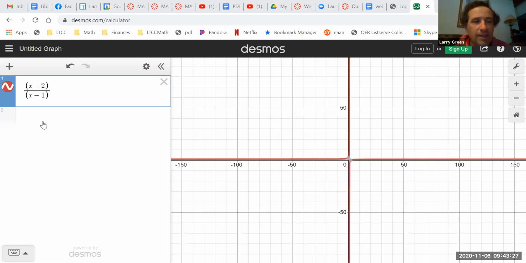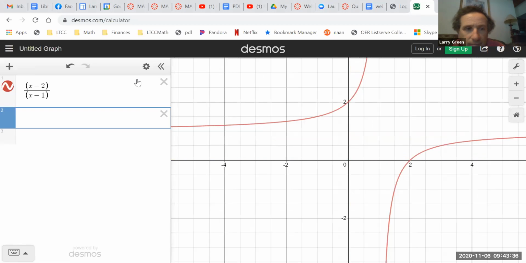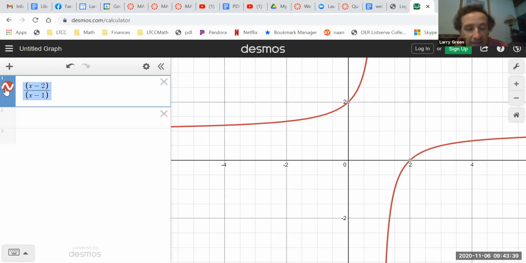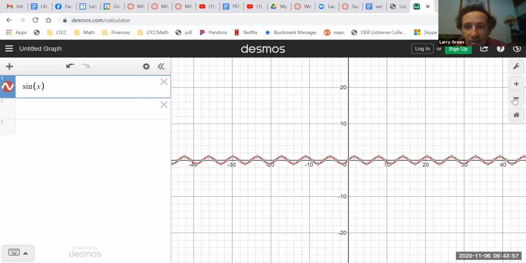So here's an example of one that is not. How about sine of x? Does that have a horizontal asymptote? Does it have a limit as x goes to infinity? What do you think? Okay. Well, if we zoom out, is it looking horizontal? Not at all. It goes up and down and up and down and up and down. It doesn't flatten out. Is that clear?